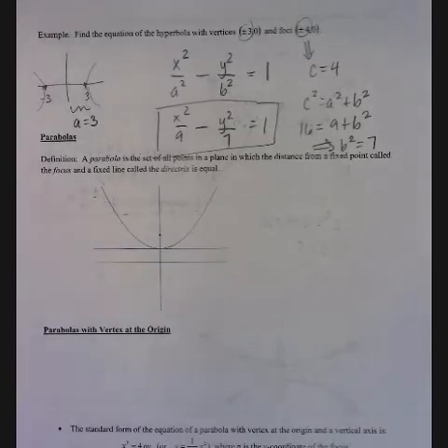Now we're going to look at parabolas, and let's start with the definition. By definition, a parabola is the set of all points in a plane in which the distance from a fixed point called the focus and a fixed line called the directrix is equal. Okay, well, what does that mean?